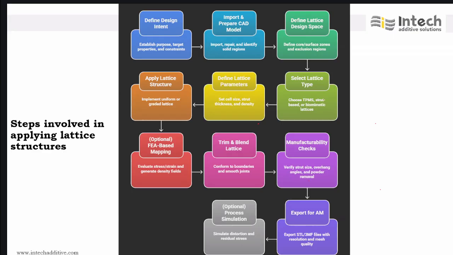Step 7 is something that is optional. If you want to do FEA-based density mapping, evaluating stress and strains and generating the density fields, we run FEA on the structure with the lattice. Doing simulation like this will tell you where you want the density to increase or decrease.